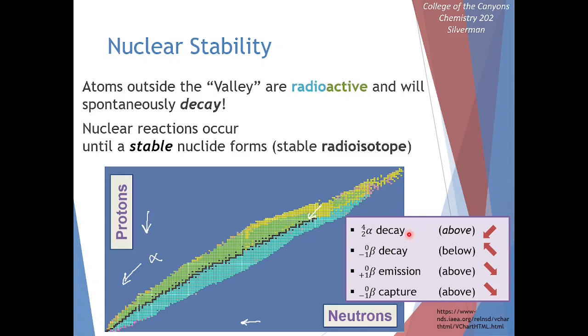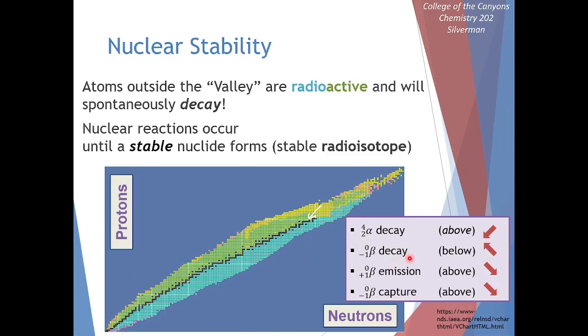The conclusion that we can draw here is that alpha decay happens when we are above the valley of stability on our protons versus neutrons graph. And as it turns out, it happens when we have very large nuclei to begin with as well. This is highlighted in these yellow squares up here. These yellow squares are elements that go through alpha decay.